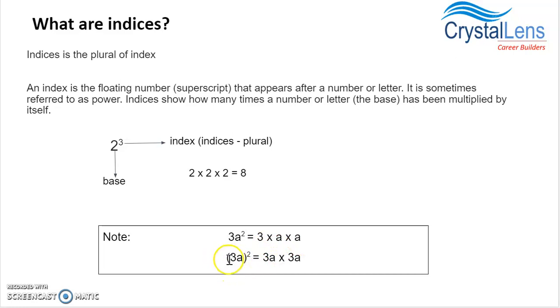However, if you see this same thing in a bracket, it tells you that the power of 2 applies to both numbers. So (3a) raised to power 2 in a bracket like this means 3a times 3a. I hope we get that right.